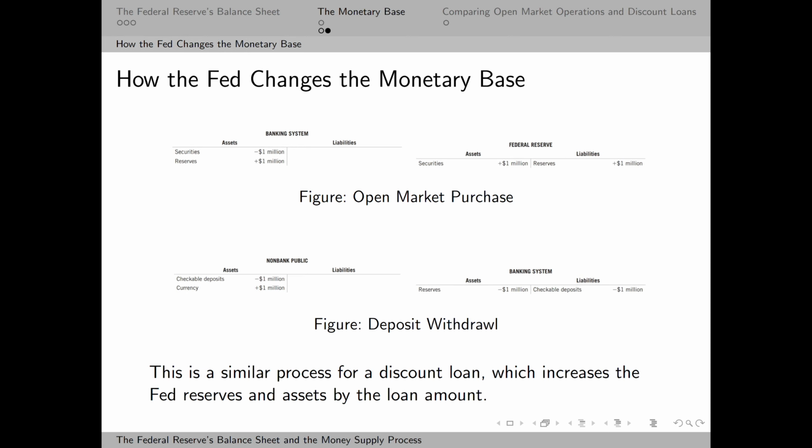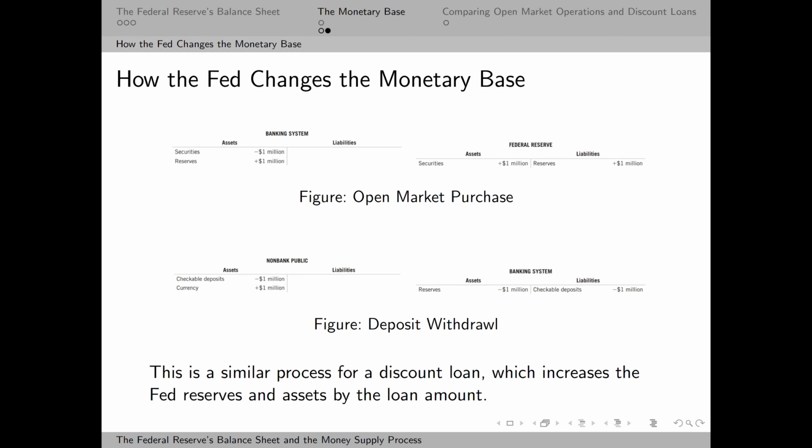They're just trading a security for additional reserves. So that's why you have $1 million lost in treasuries and then $1 million gained in reserves, both on the asset side. And then let's look at what happens at this point. We're going to say that then somebody decides to withdraw $1 million from their funds, which is financed by this sale of treasuries to the Federal Reserve.